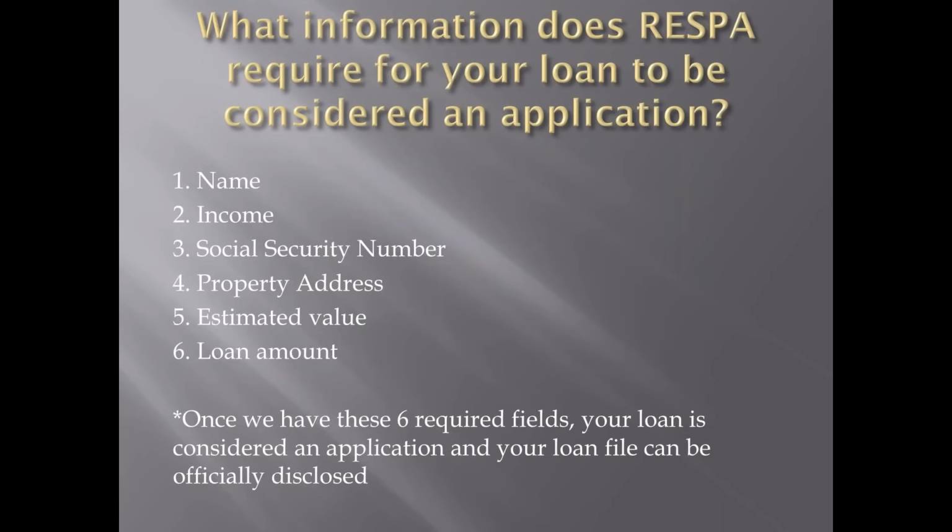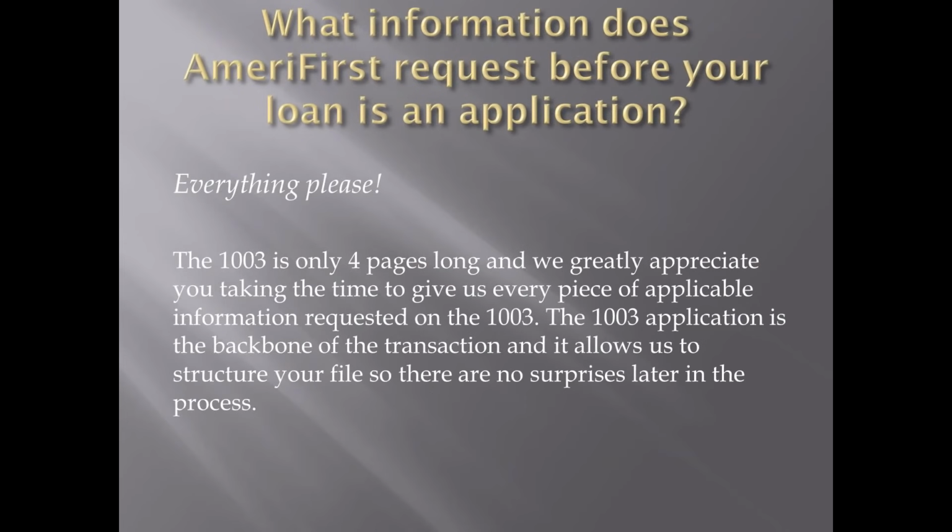Now, what does RESPA require for your loan to be considered an application? RESPA is the Real Estate Settlement Procedures Act. It's who basically governs all of this. They require 6 things: a name, your income, your social, a property address for the property that you're going to be buying, the estimated value, and the loan amount. Once you have those 6 required fields, your loan is considered to be an application and your loan file can officially be disclosed.